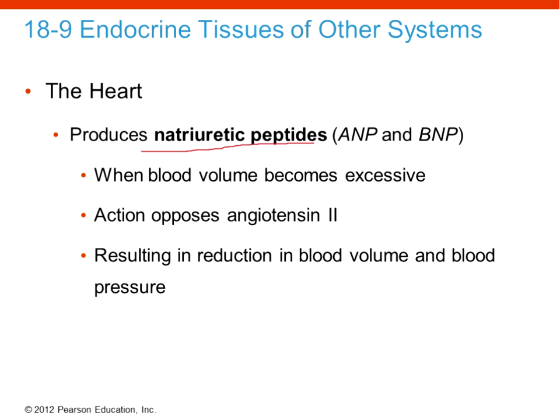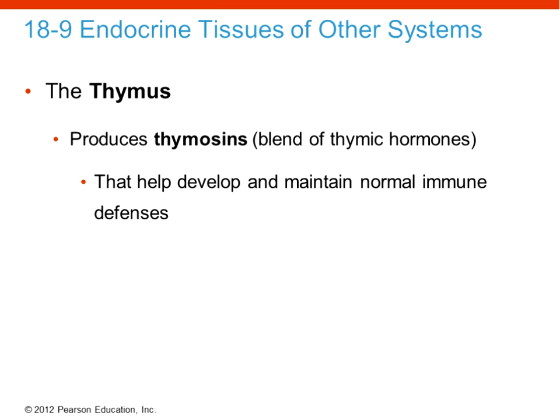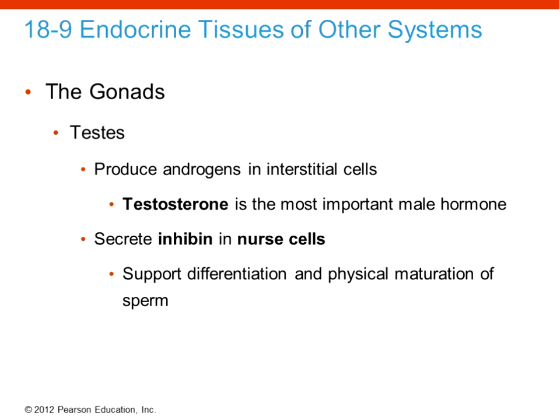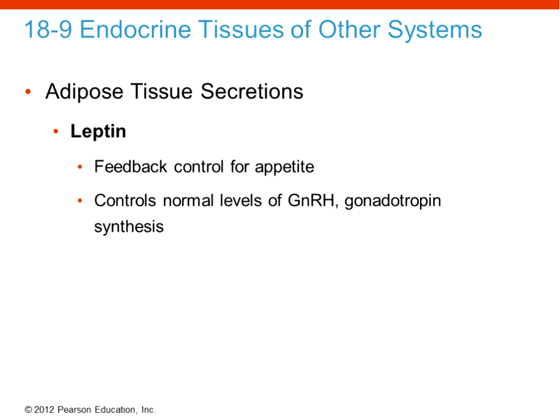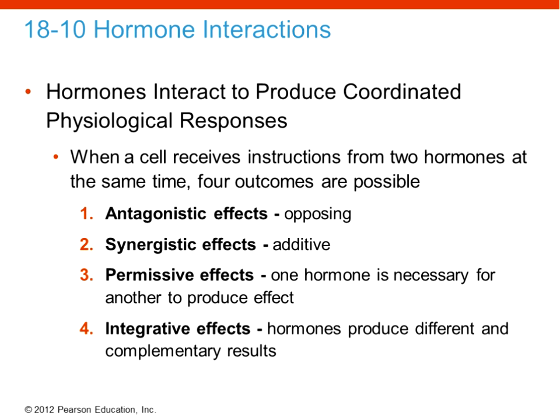Also, the heart can produce natriuretic peptides, which help regulate blood pressure. The thymus can help maintain a normal immune system and develop our healthy immune response. The gonads, the testes in the male, produce testosterone. The ovaries in the female produce estrogen, right? So we'll talk about a lot of those processes in AMP2.